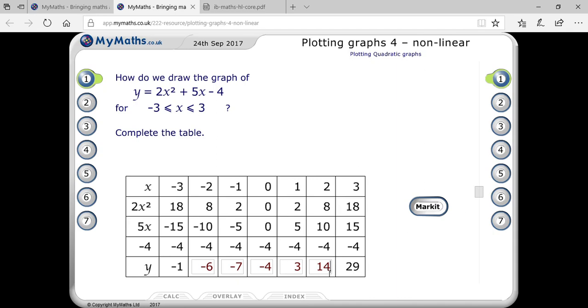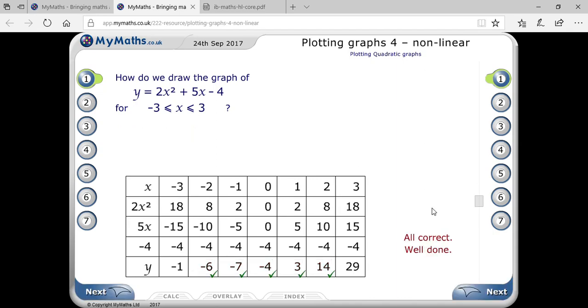Yes, 14. And 29, that's given. All correct. So when you plug in the values of x and get the values of y, we have the points minus 3, comma minus 1; minus 2, comma minus 6; minus 1, comma minus 7. All these are ordered pairs which you have to draw on the graph.